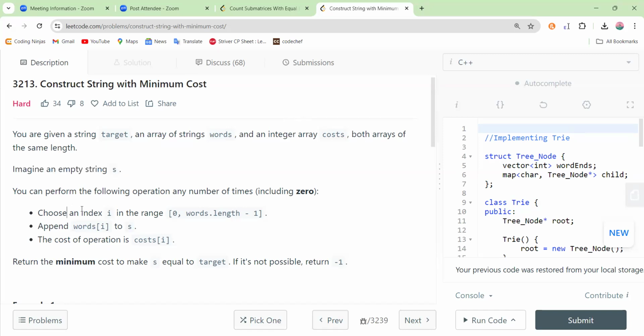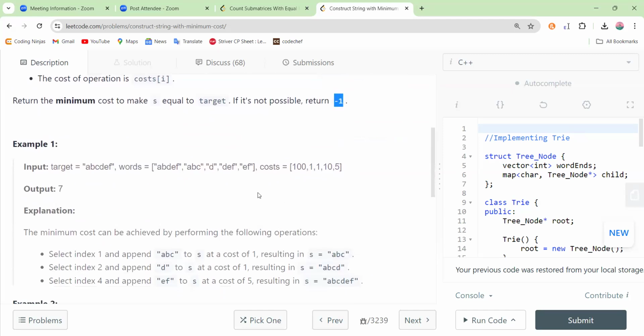That is, you can choose an index i in the range of 0 to words length minus 1. You can append words of i to S. And if you are doing so, the cost of this particular operation is cost of i. So you need to return the minimum cost to make S equal to target. And if it's not possible to make S equal to target anyhow, you need to return -1.